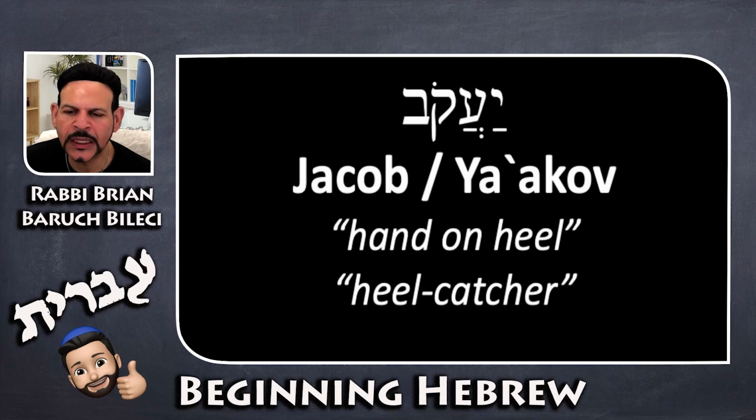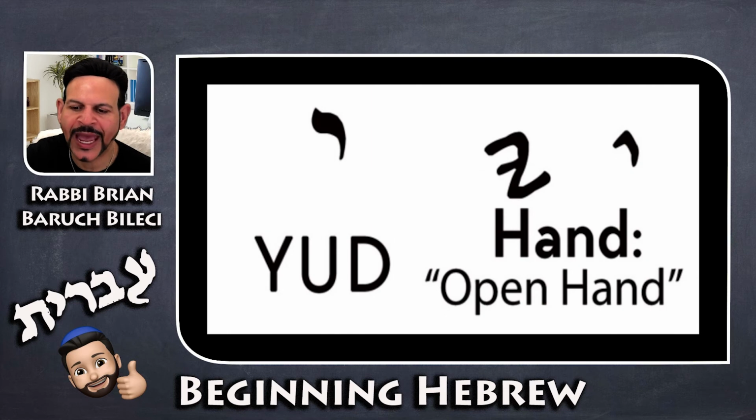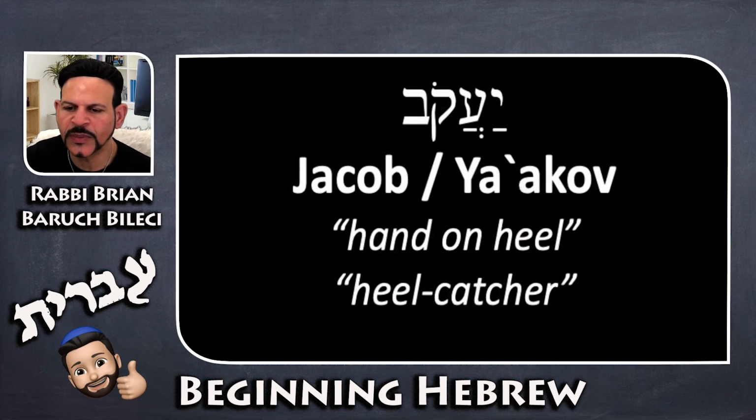The root meaning is hand on heel or heel catcher, because the letter Yud, which is the picture of a hand, was added to the word Akev, which means heel. Together, Akev and the Yud becomes Yaakov, hand on heel or heel catcher. That's all it means. It doesn't mean deceiver.